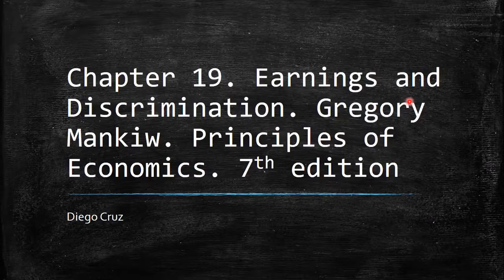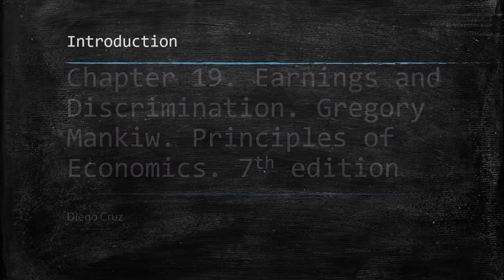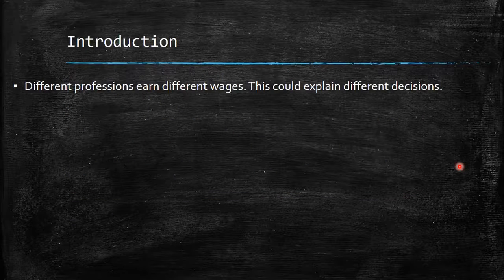This is chapter 19. We are going to discuss today earnings and discrimination. This is from the book by Gregory, Principles of Economics. First, remember that before, we have discussed how the market determines the wages, right?